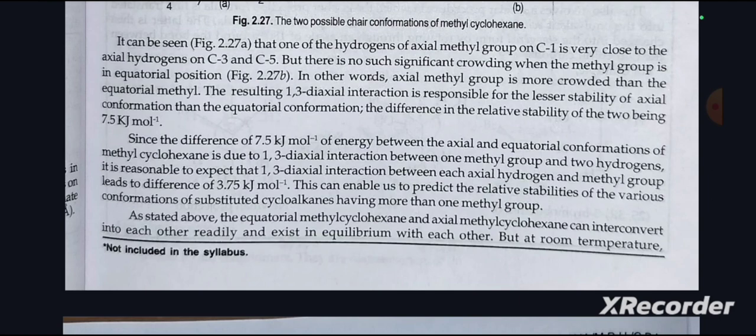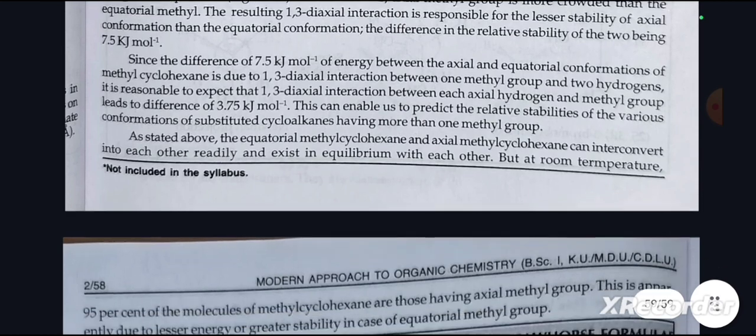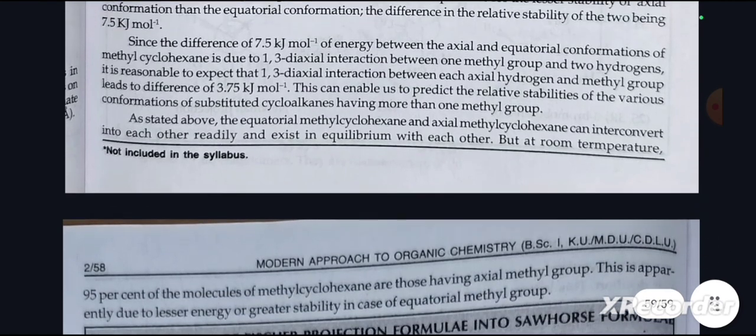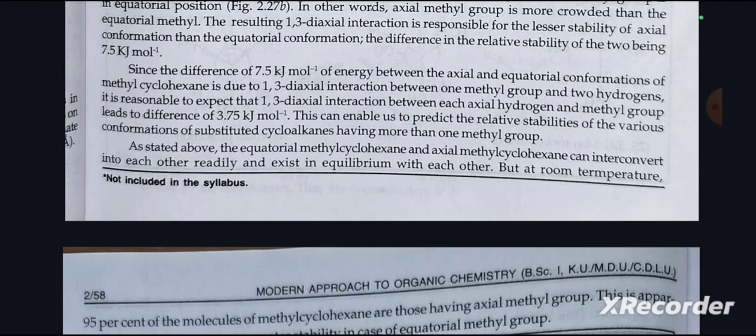The resulting 1,3-diaxial interaction is responsible for the lesser stability of the axial conformation than the equatorial conformation, the difference in relative stability of the two being 7.5 kJ per mole. Since the difference of 7.5 kJ per mole of energy between the axial and equatorial conformations of methyl cyclohexane is due to 1,3-diaxial interaction between one methyl group and two hydrogens, it is reasonable to accept that 1,3-diaxial interaction between each axial hydrogen and methyl group leads to a difference of 3.75 kJ per mole.